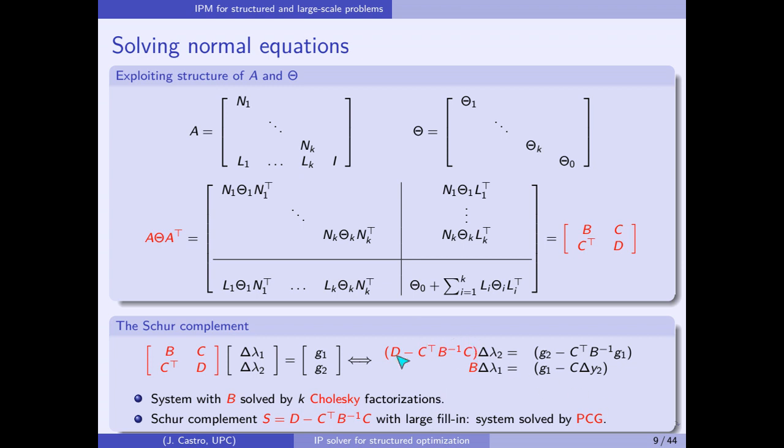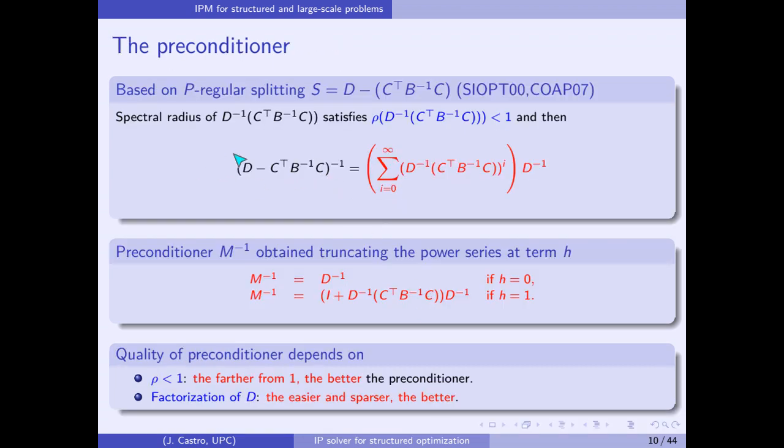Fortunately, in this kind of problems, we can get a good preconditioner just by noting that the inverse of the Schur complement is obtained by this infinite power series, okay? This is possible because it can be proved that the spectral radius of this matrix is less than 1, so these terms are convergent. So in this approach, basically, we do the following. The preconditioner will be obtained by truncating this infinite power series at some term. If we take only the first term of the power series, the preconditioner M will be only D minus 1. If we take 2 terms, it will be something like that, okay?